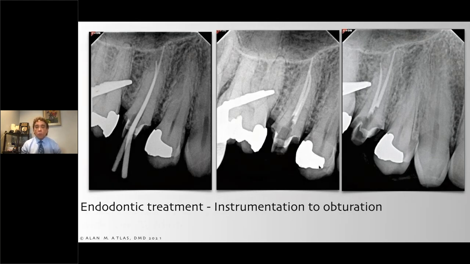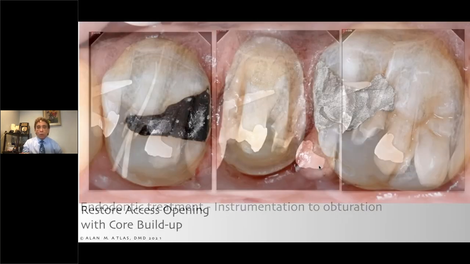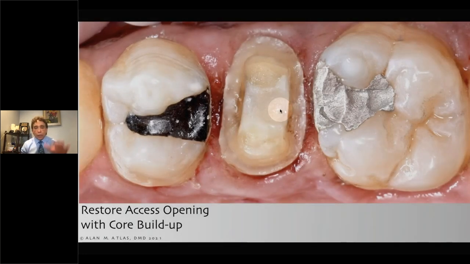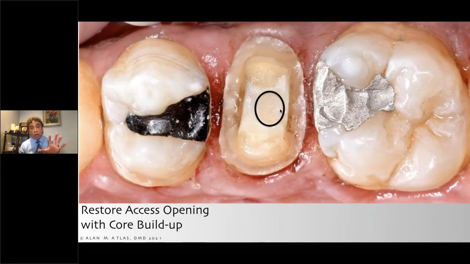In this case, no post, because I have a lot of tooth structure here, but all I'm going to do is, after the endo's done and before I try in the crown, I'm going to fill up the access space, but I'm going to leave a little depression right at the coronal aspect so that the crown can seat. If I fill it to the top, it won't work. And how am I going to do that?